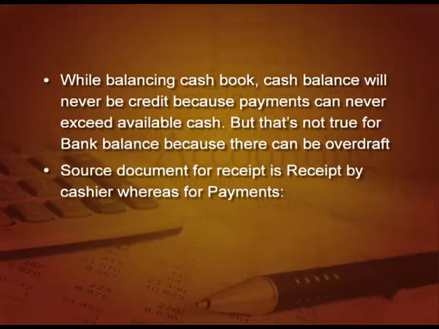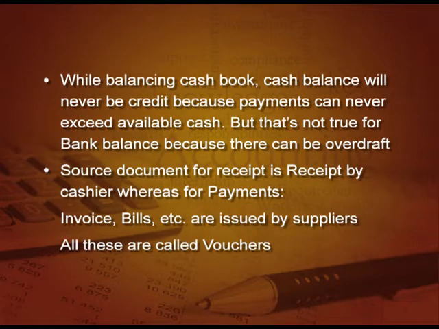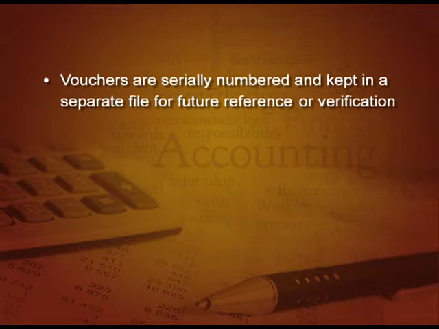Now, what are the source documents for receipts and payments? The source document for receipt is the receipt issued by the cashier, whereas for the payments we have invoices, bills, etc. issued by the suppliers. All these are called vouchers. These vouchers are serially numbered and kept in a separate file for future reference and verification.